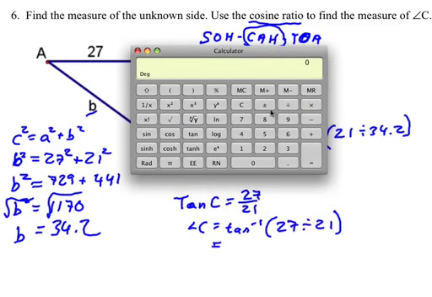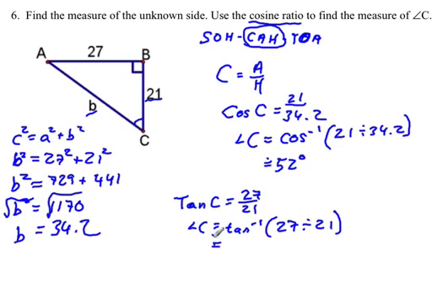So 27 divided by 21 is 1.28, blah, blah, blah. And the inverse tan, again, is 52 degrees. So you can do this a couple ways, but just watch what the question's asking you. It asks you to use the cosine ratio to find the measure of angle C.